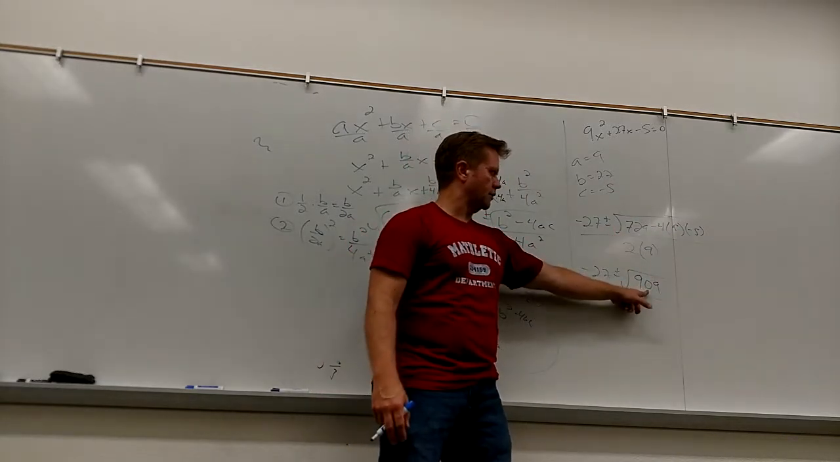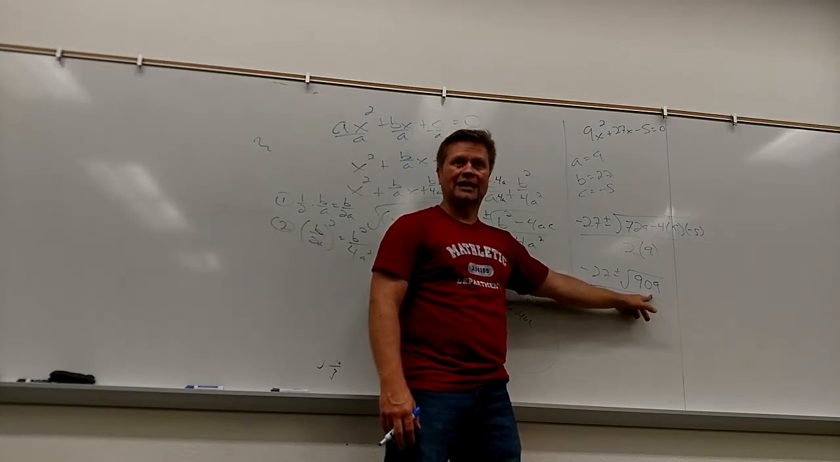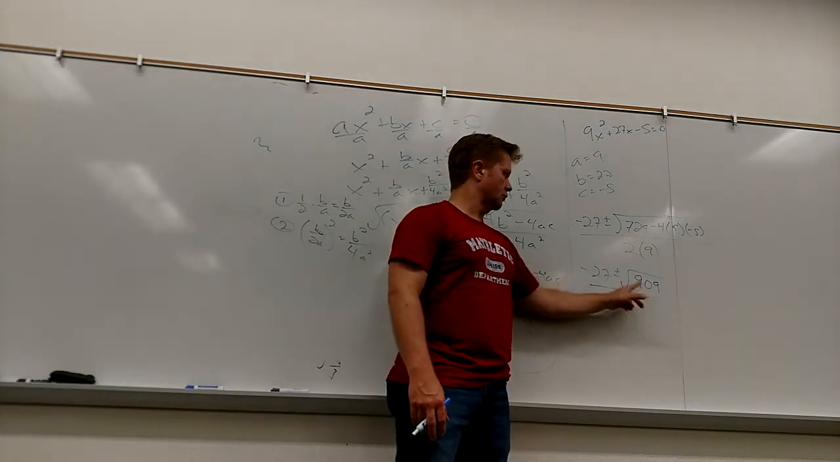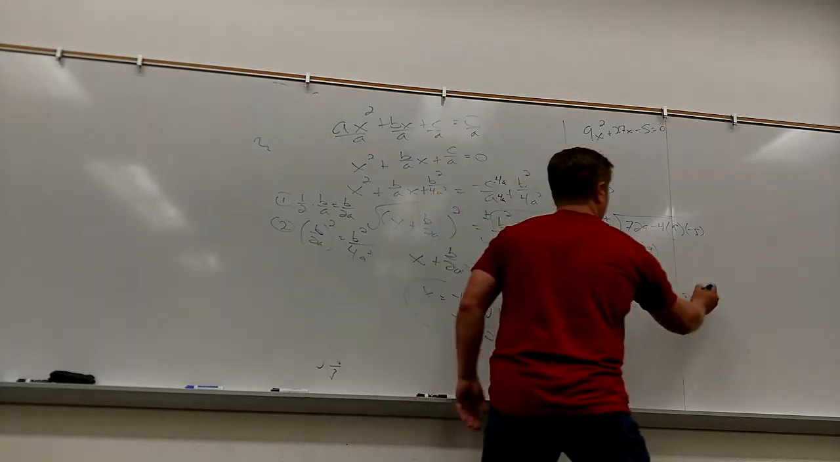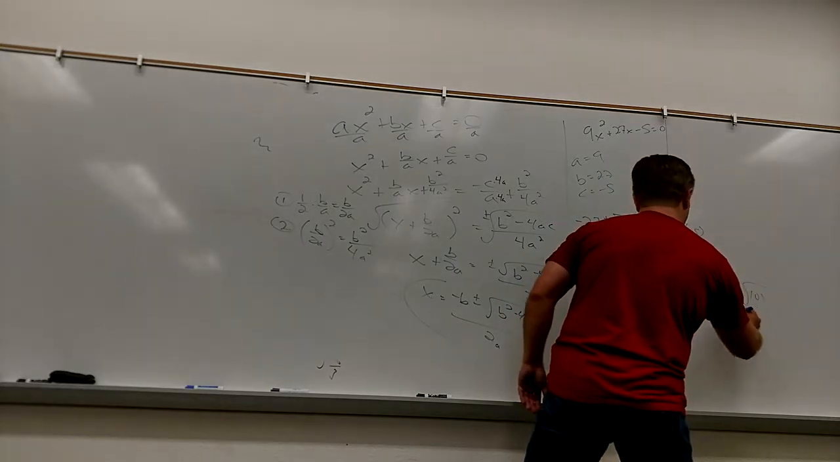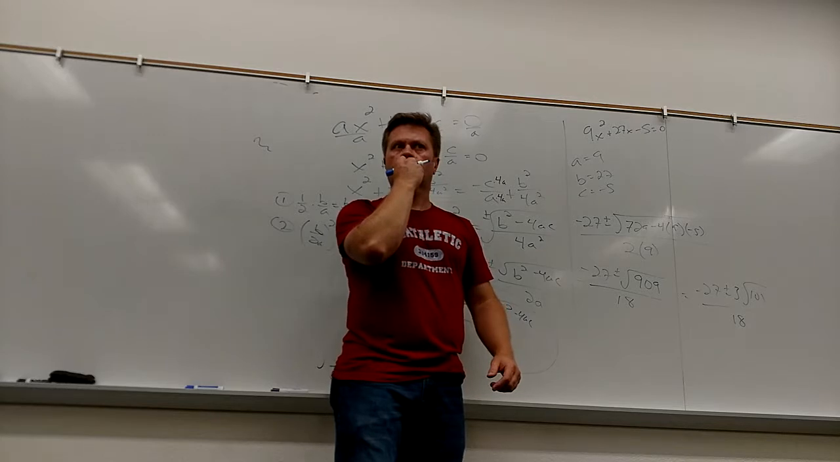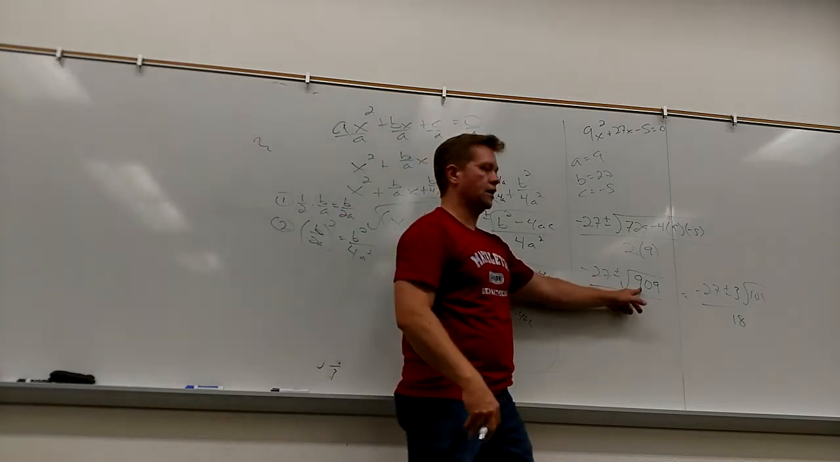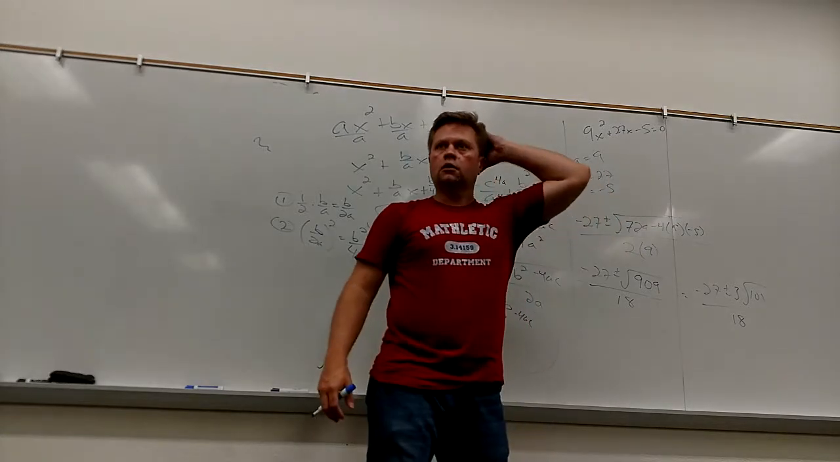Now, what do you notice about this? What number is screaming at you that wants to be broken up? What goes into 909? 9, right? Square root of 9 is 3. So that would be negative 27 plus or minus 3 square root of 101 over 18. All right, because you can break this up by square root of 9, square root of 101. Square root of 9 is 3, square root of 101, I don't know.